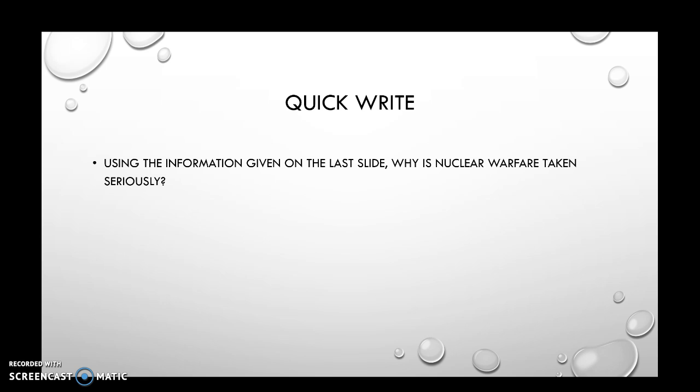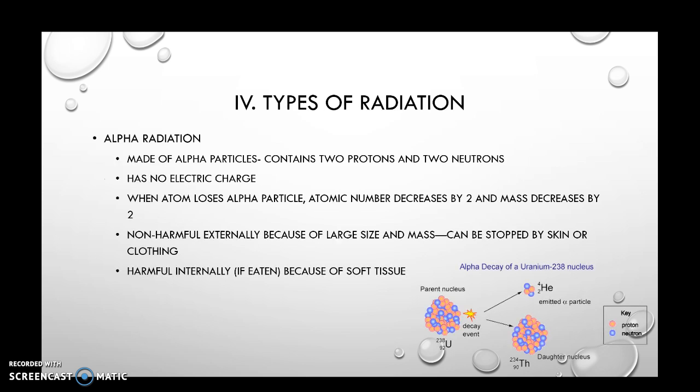The huge amounts of energy were in and of themselves really bad. Okay, so we're going to continue on here. We have three types of nuclear radiation. The first type is going to be alpha radiation and alpha particles.